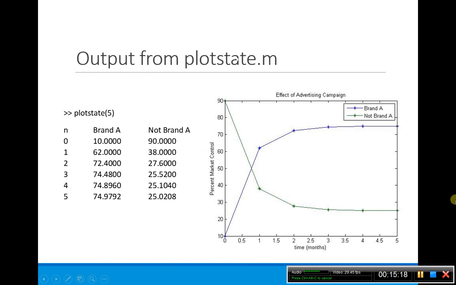So if you run this, if I do plot state of 5, basically it starts out with 0, so at 0 we have our initial, and then at n equals 1, this is what we actually calculated already. We already did all of these, and if you look at the graph, it's approaching a steady state. Here's my brand A, and here's my not brand A.